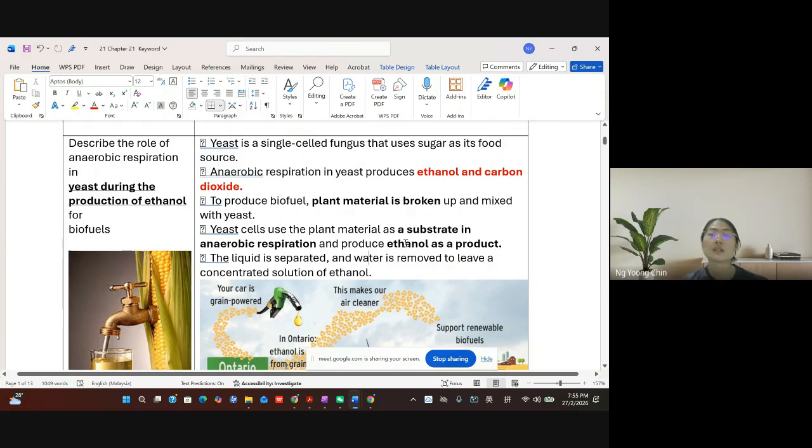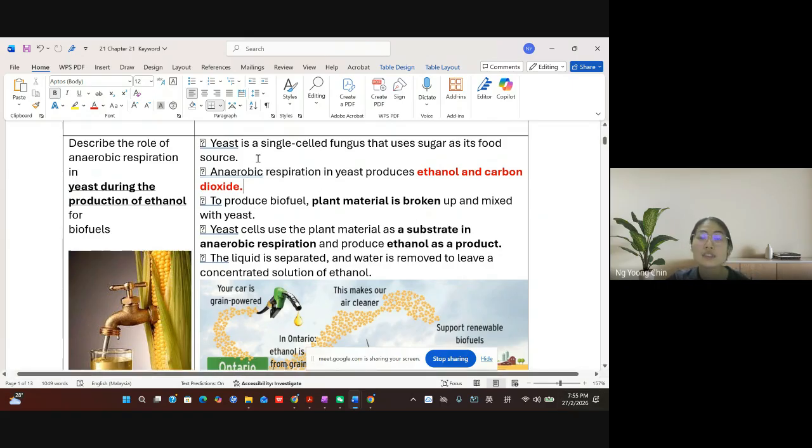Just remember that whenever you want to do anaerobic respiration, yeast is the most commonly used because yeast can do both. Yeast can do sexual reproduction, but generally they do asexual reproduction, undergoing cell divisions.